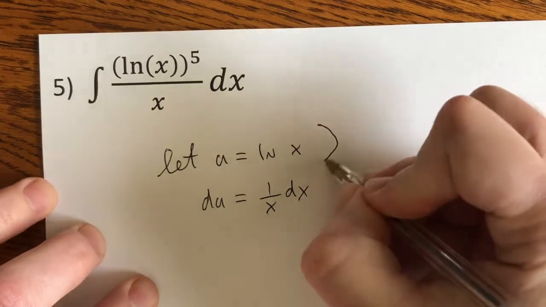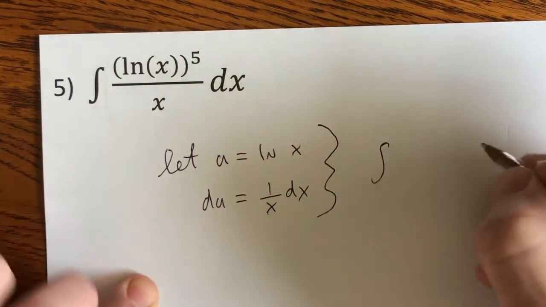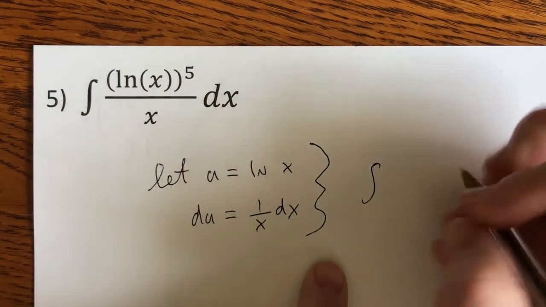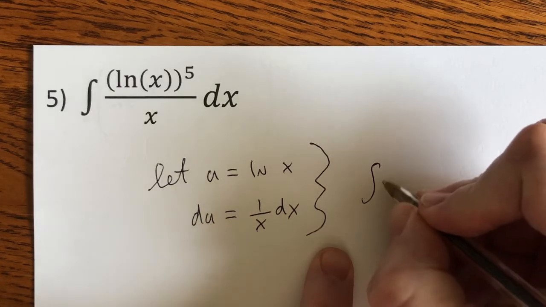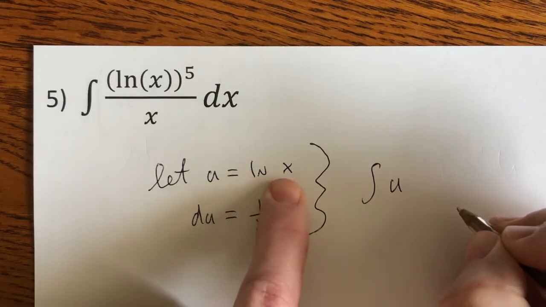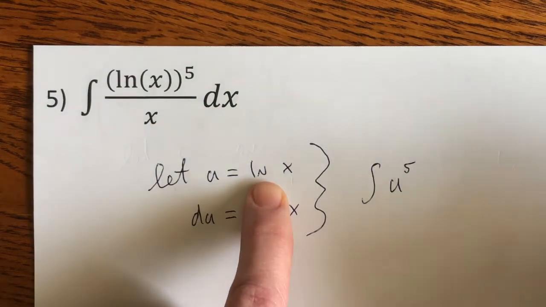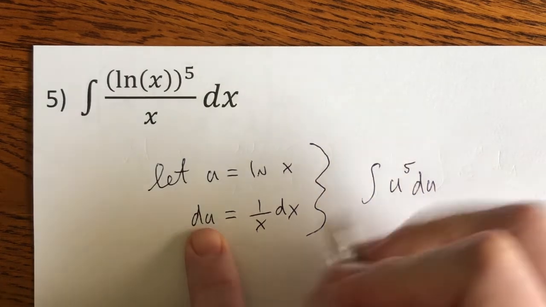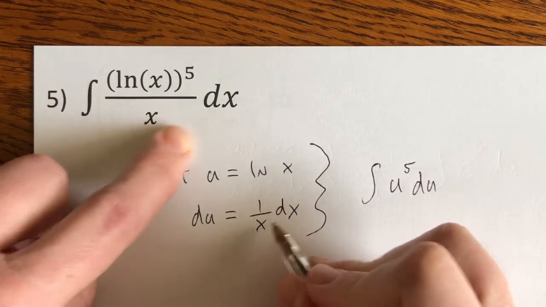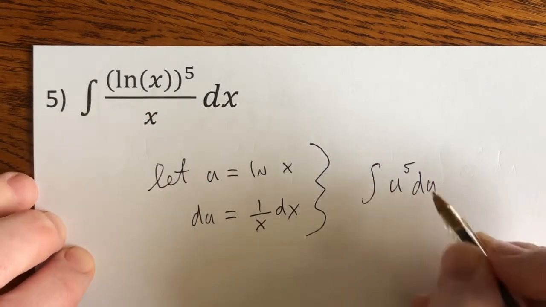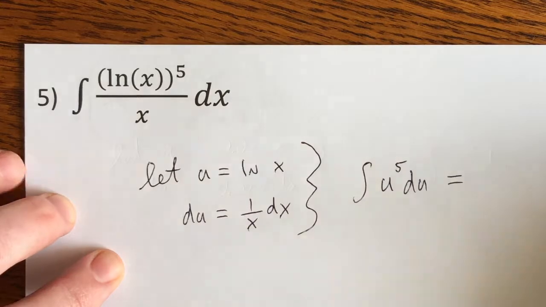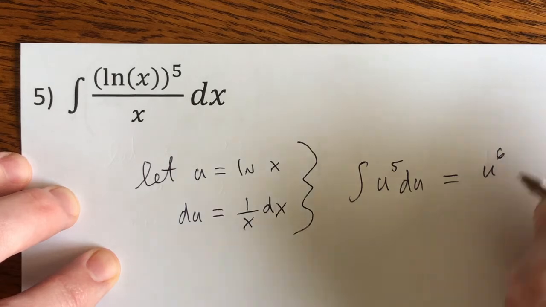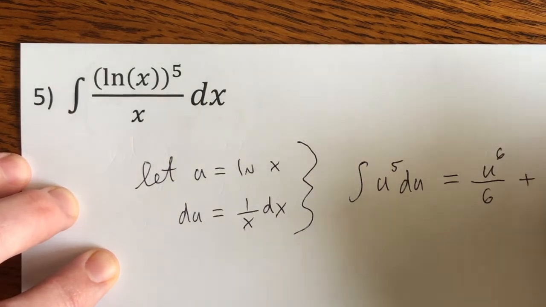All right, so let's rewrite this thing. So now, using this information to rewrite this integral in terms of u, we would get what? We would get the integral of u to the 5th with respect to u. Note, this du right here takes care of the 1 over x and the dx. So this is correct. We're in good shape. Now all we have to do is evaluate this thing. So we do what? We have u to the 5 plus 1, or 6. Divide by that new exponent, then put your plus c because it's indefinite.